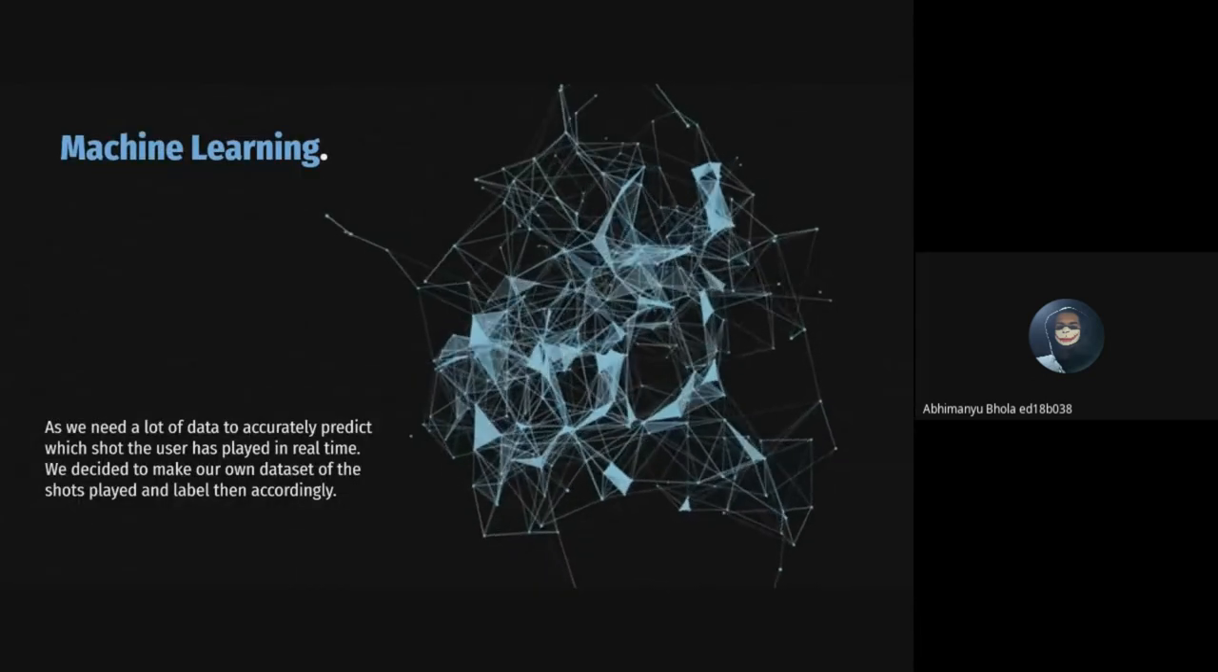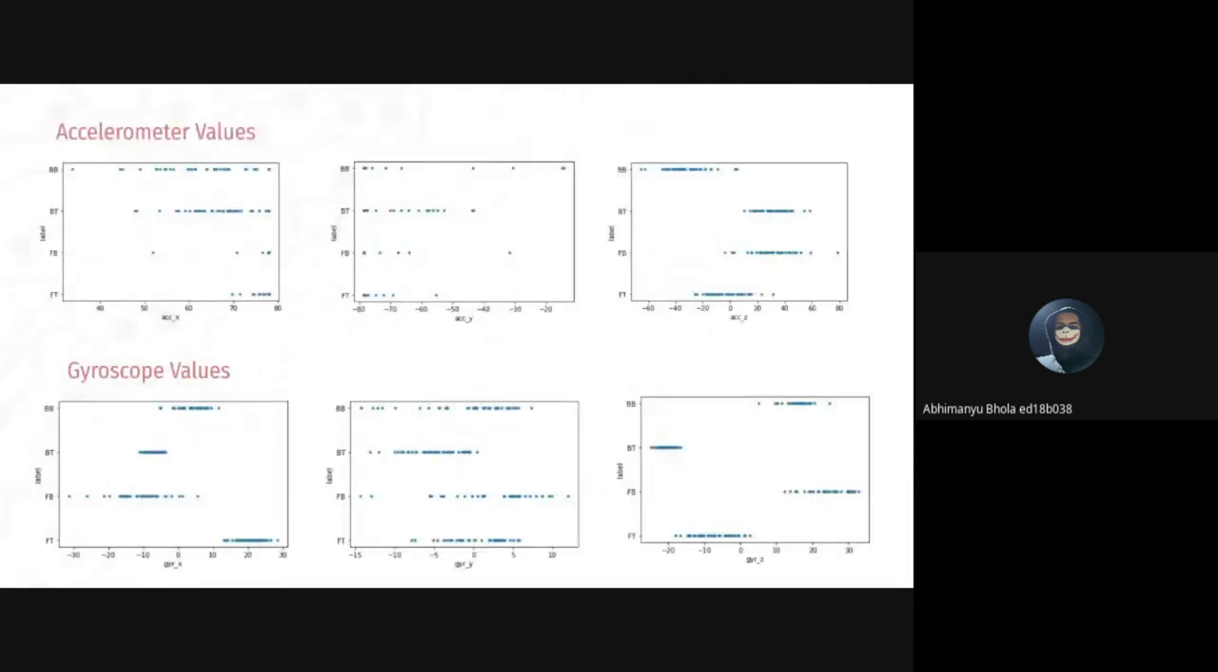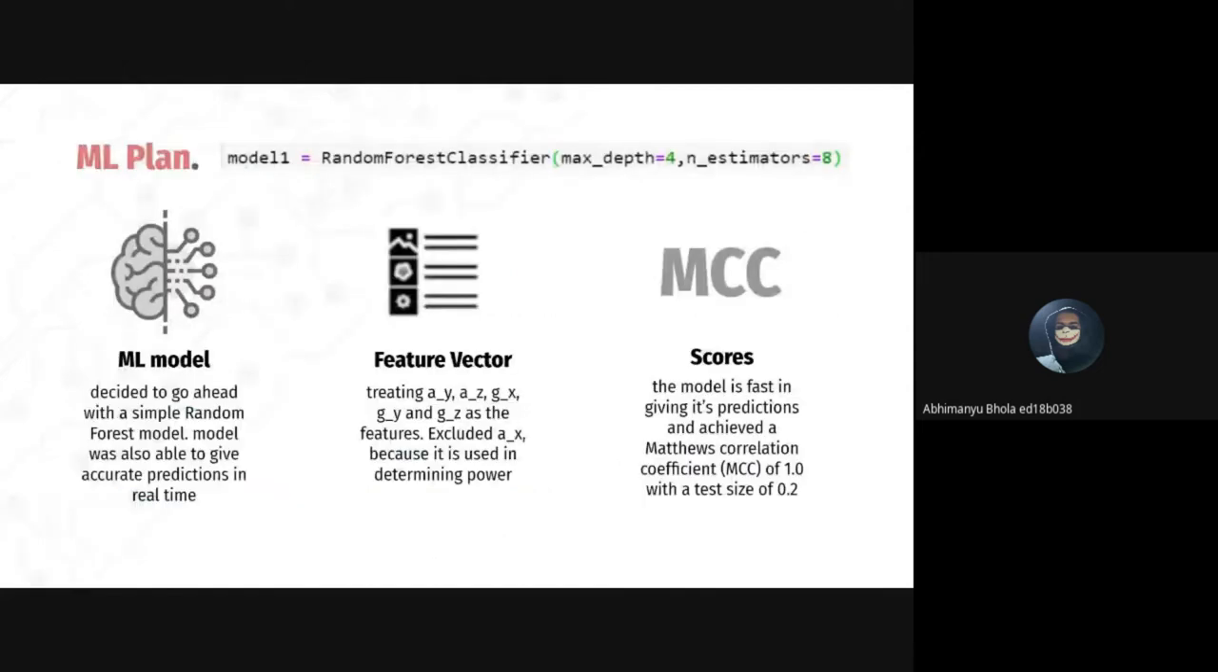In the machine learning aspect, we collected data of around 40 iterations of each shot, and these scatter plots were obtained from that data. We can see that they are quite different for each type of shot that was played. For the machine learning module, we decided to implement a very simple random forest classifier, because this was very quick to predict the outcome in real time, and we were getting a very high Matthews correlation coefficient score with a decent enough test size of our data.